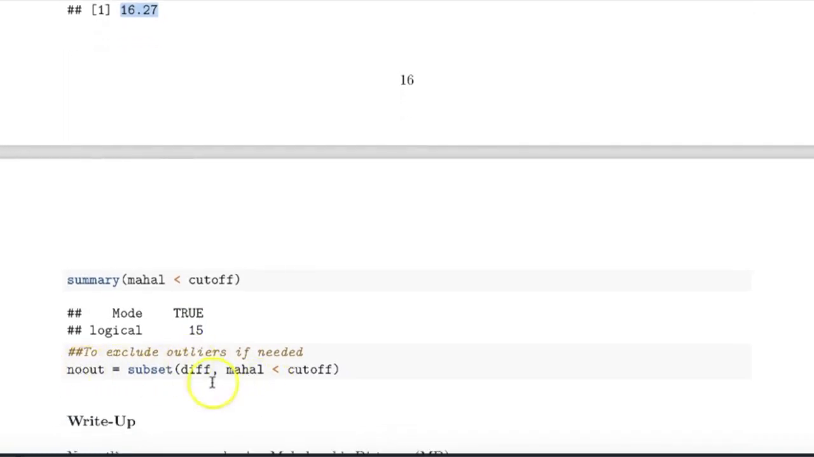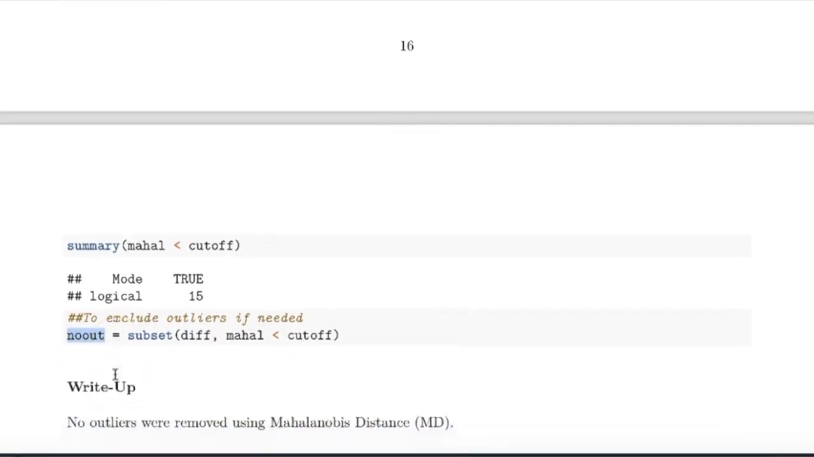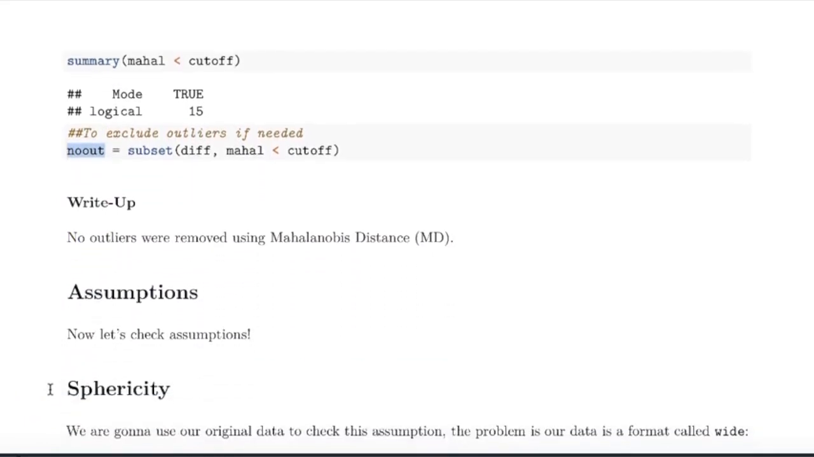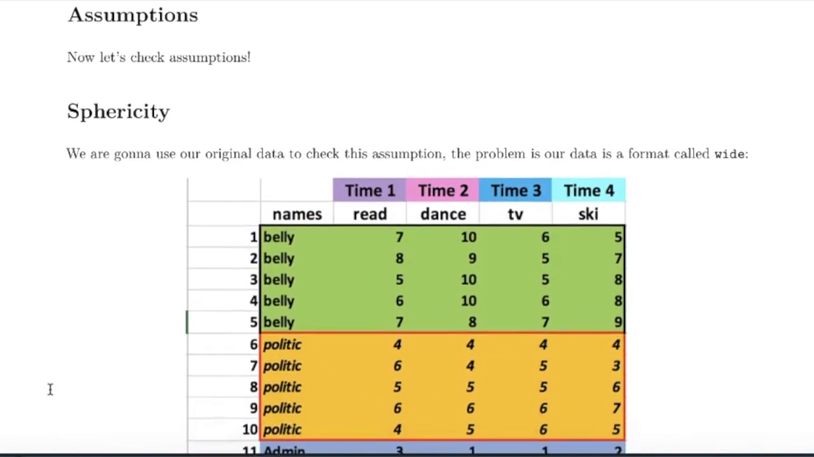I still run the code to store everything in no out, and that's mostly out of habit. Like, the code was there, so it's just easier for me to keep going with the name conventions that I already used. So no outliers were removed using my Mahalanobis distance. I'm going to move on into checking my assumptions.